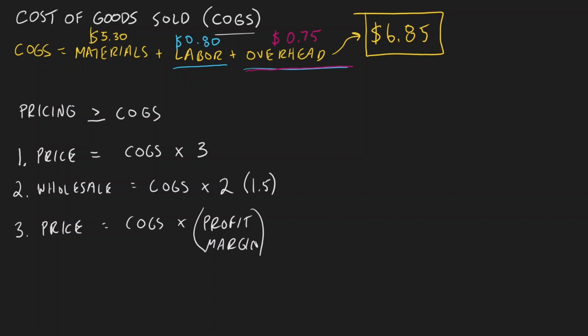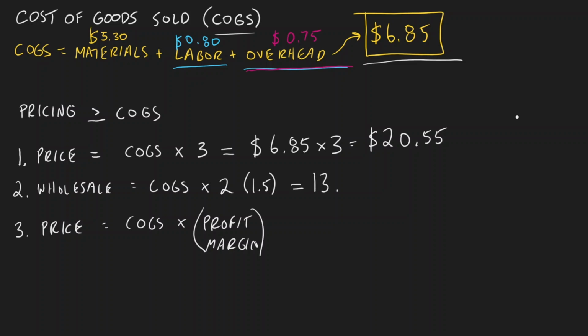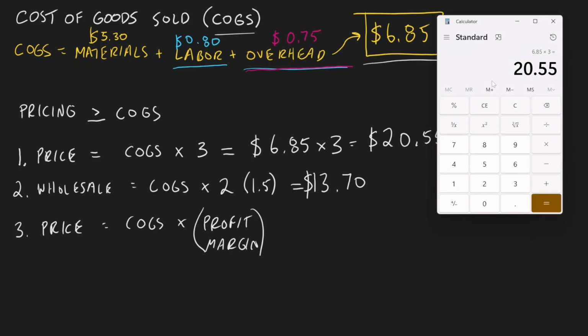So with our $6.85 cost of goods sold that we calculated up here, our price, if we just multiply it by 3, is going to be $6.85 times 3, which works out to what? Equals $20.55. If we multiply by 2, that's going to be $13.70. Am I right? Do I have that right? We're going to calculate it anyways. I don't want to look like a fool on the internet here. $6.85 times 2. $13.70. Boom, first try. Got it. I'm the best.